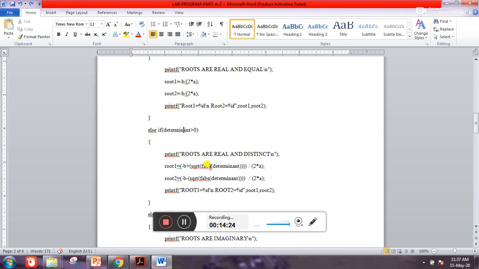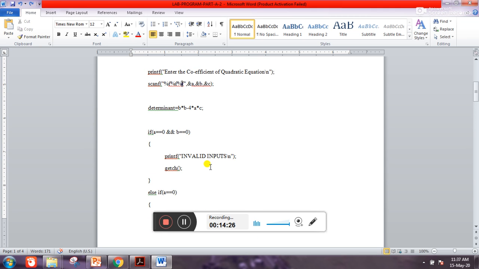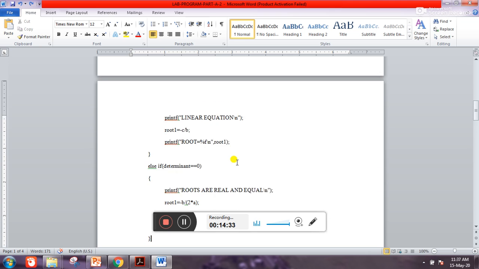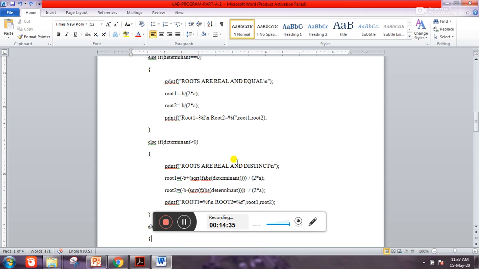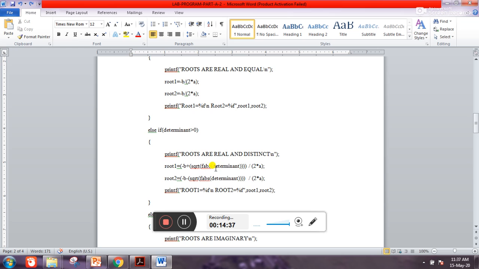We already found it. Where did we find it? In the determinant value. To find the determinant value, we use the formula b square minus 4ac. So you directly use the determinant value inside this one: square root of fabs of determinant. Sir, what is this fabs? Fabs is nothing but floating absolute value. This will convert negative values into positive. So if your determinant value becomes negative, it will convert it into positive.